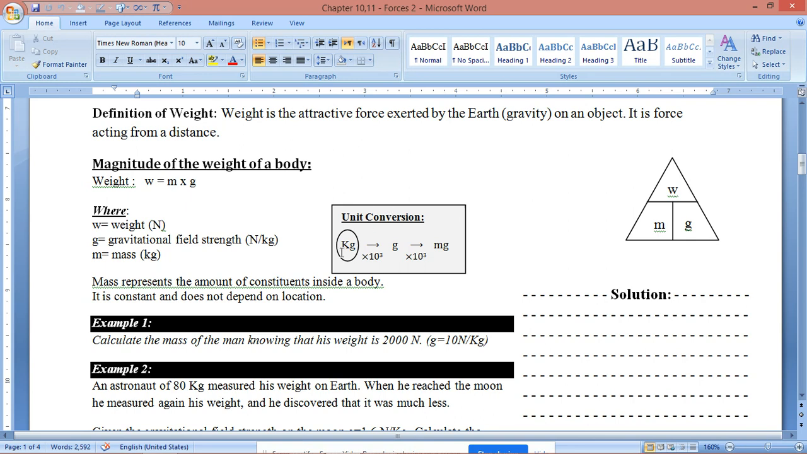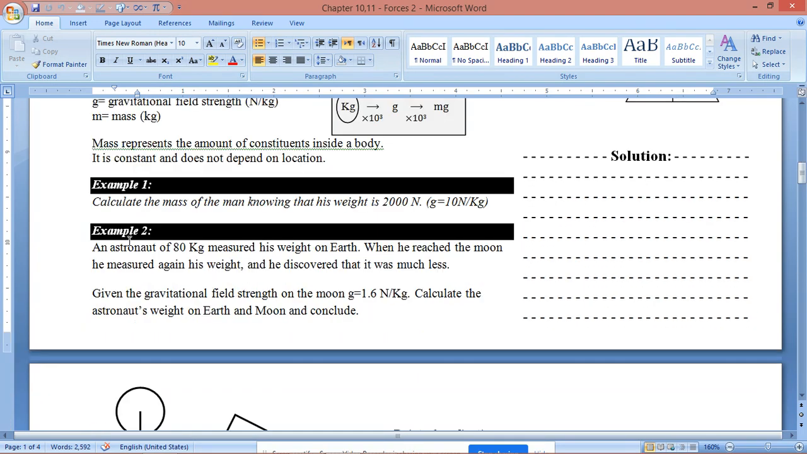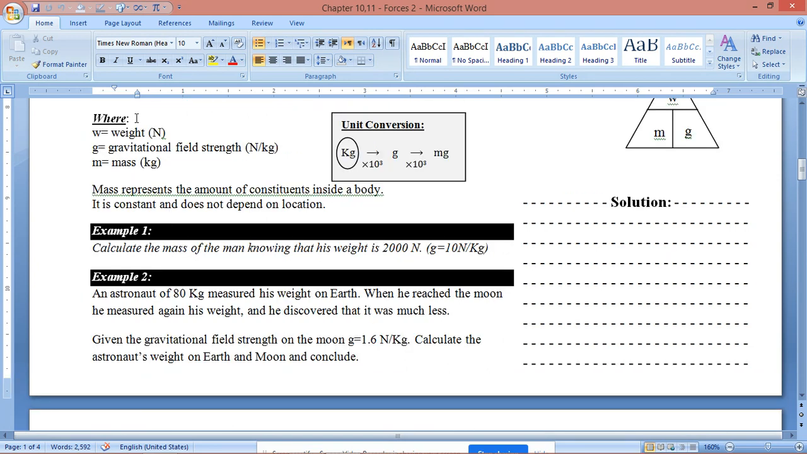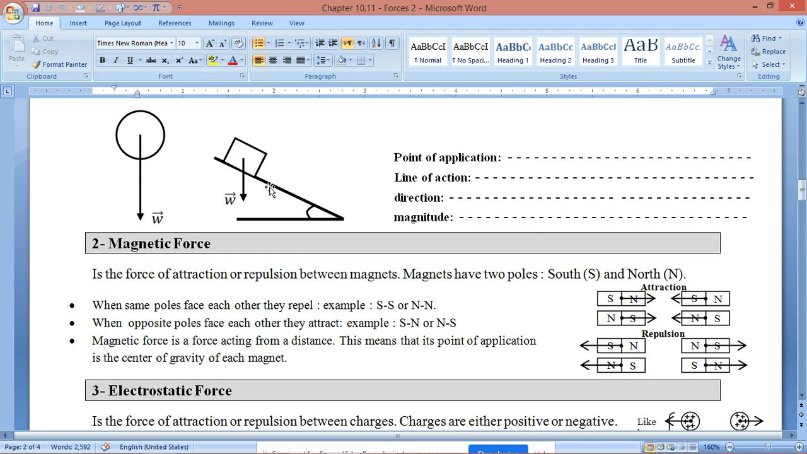This is the unit conversion for the mass. The weight and the gravity are always given in SI units, so there's no need to give the unit conversion. And this is a simple example on this formula: weight equals mass times gravity. We can try this. Okay, we always draw the weight from the center of mass of the object and downwards.